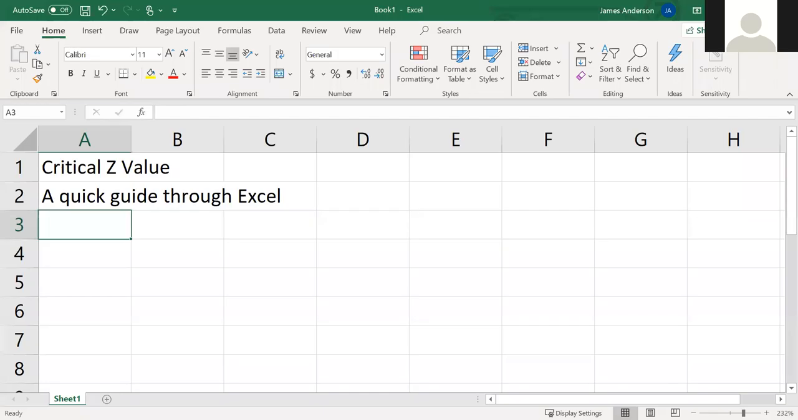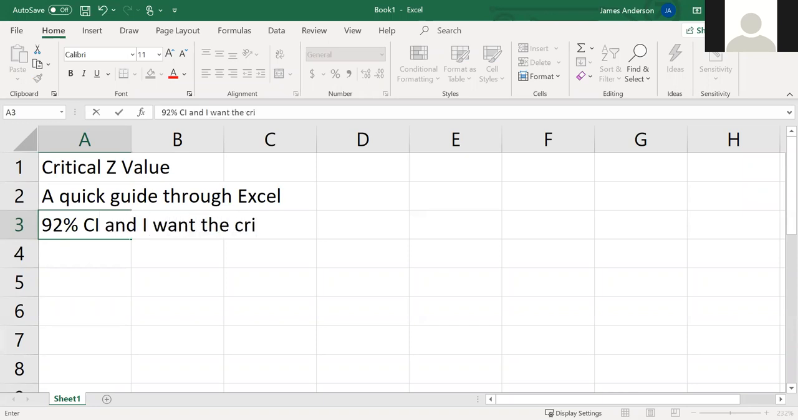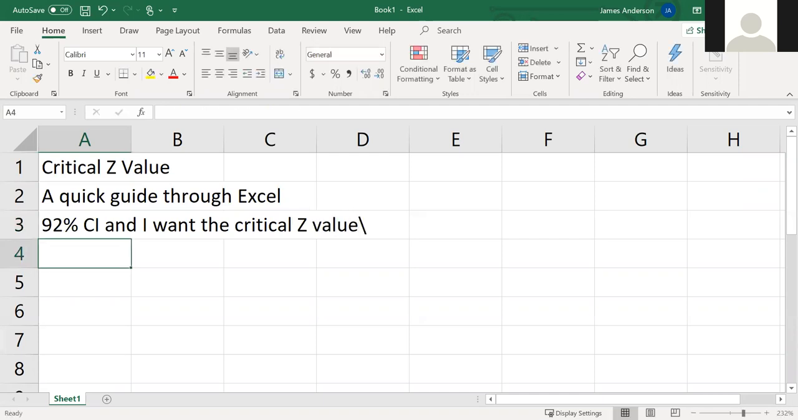So let's say I'm trying to find, for some reason, a 92% confidence interval, and I want the critical Z value at that point. So why in the world would I want this? I need to double check that this is the question they're asking.